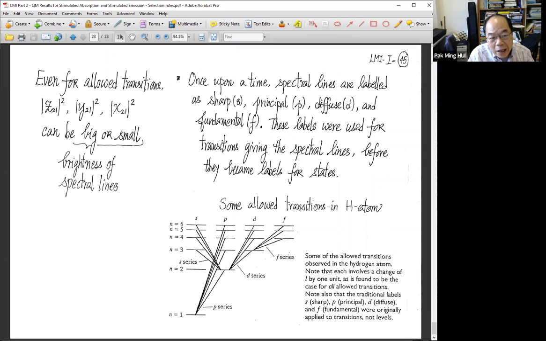So this is the same figure. I just want to show you what the so-called S series, P series, D series are. Once upon a time, those were adjectives about sharp lines, principal lines, diffuse lines, and so on. But those are historical remarks. So we have now understood selection rules using time-dependent perturbation theory. We have more work to do.